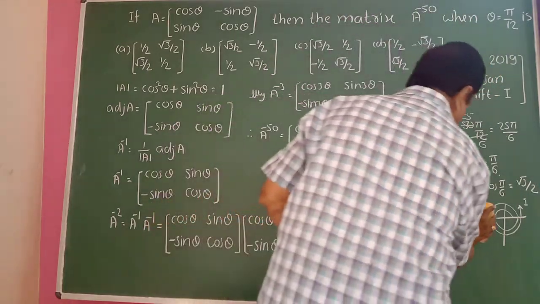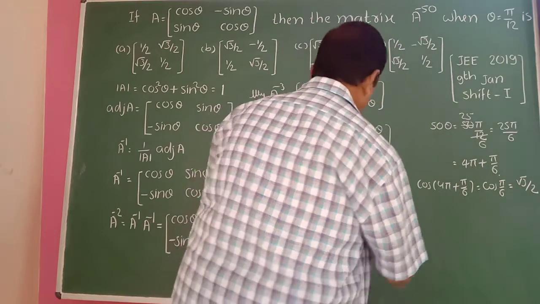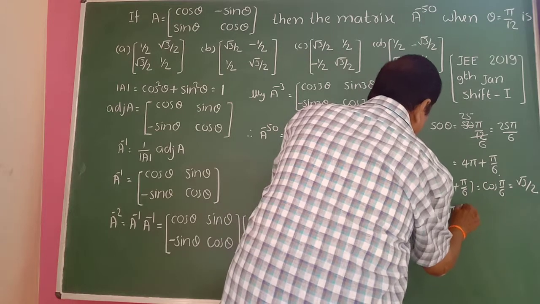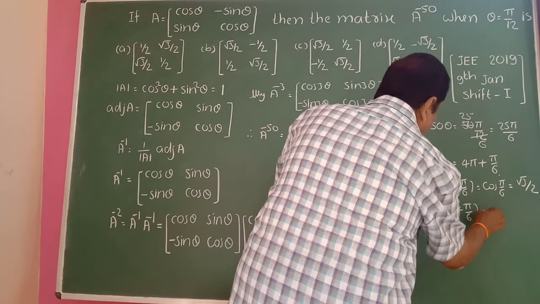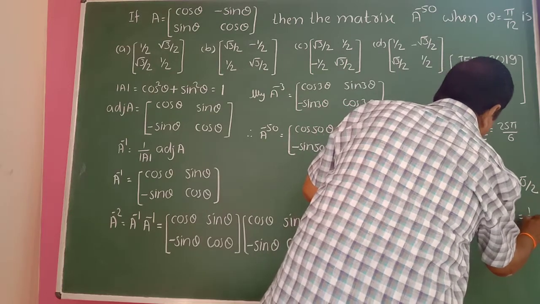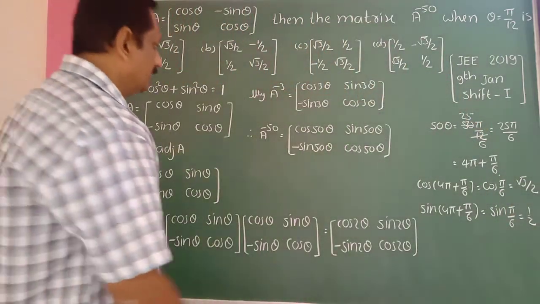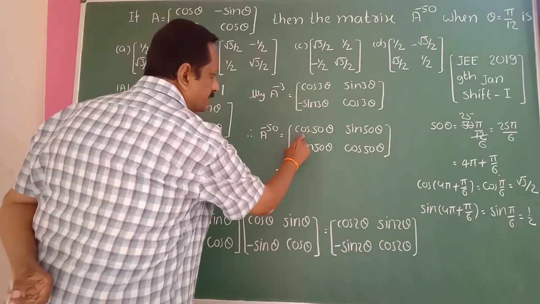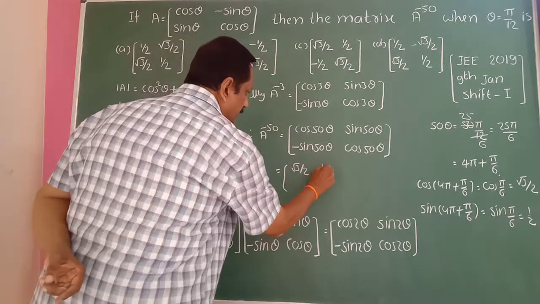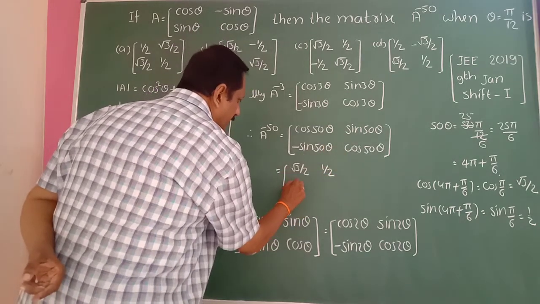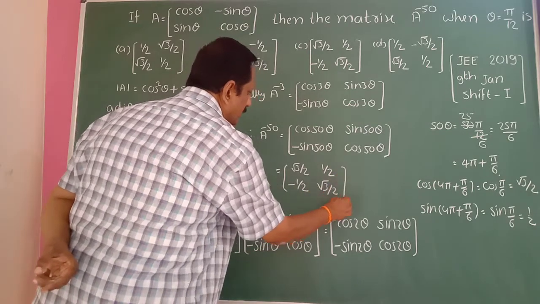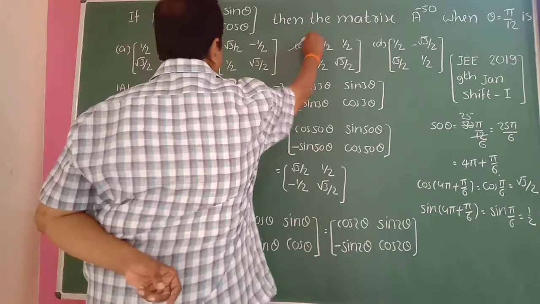Okay. Similarly, sin of 50 theta means 4 pi plus pi by 6. Again, first quadrant, sign is positive. Sin of pi by 6, the value is 1 upon 2. So cos 50 theta is root 3 by 2, sin 50 theta is 1 upon 2, and the matrix is [[root 3 by 2, 1 by 2], [-1 by 2, root 3 by 2]]. Then obviously the third one is the correct option.